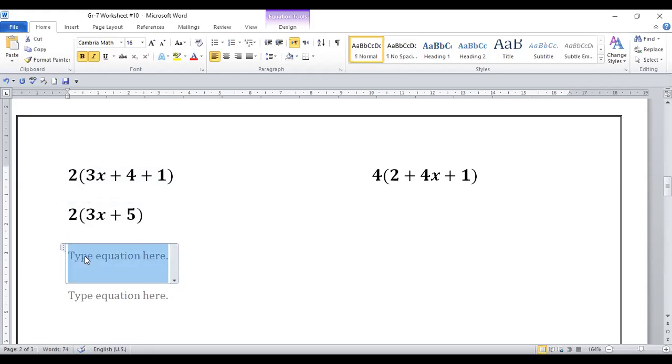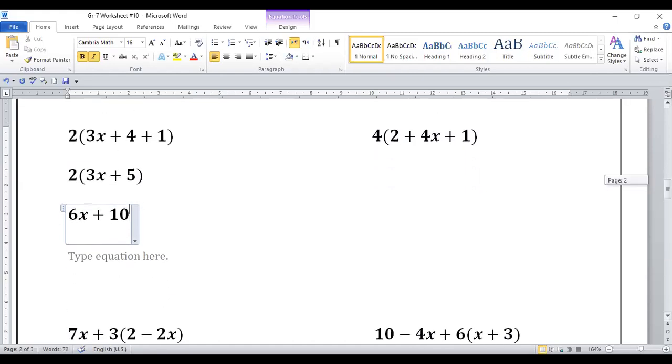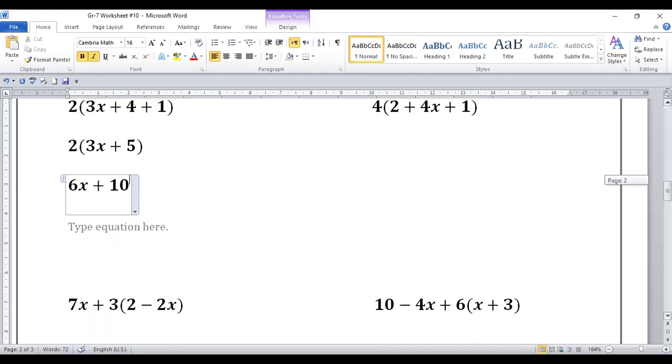Okay. Then what's next? You have to multiply 2 with each of the terms inside. So 2 multiplied by 3x will give you 6x. And plus 2 multiplied by 5 will give you a 10. So your simplified expression will be 6x plus 10. So this was how you simplify expressions.